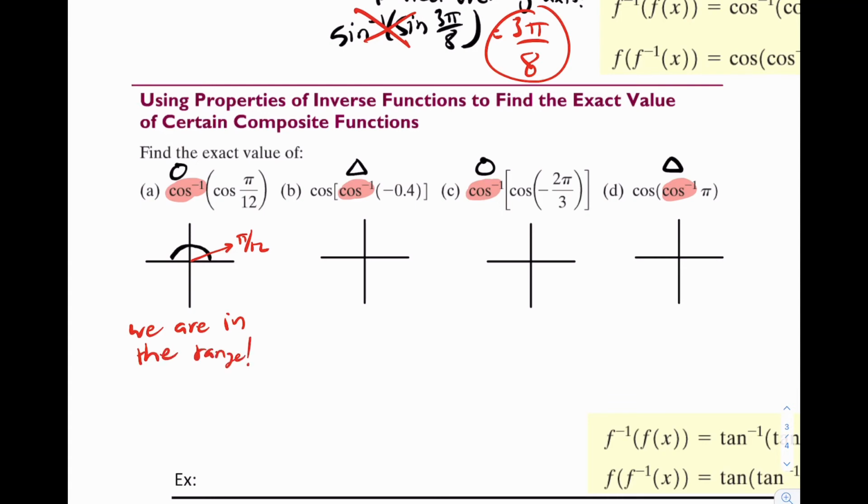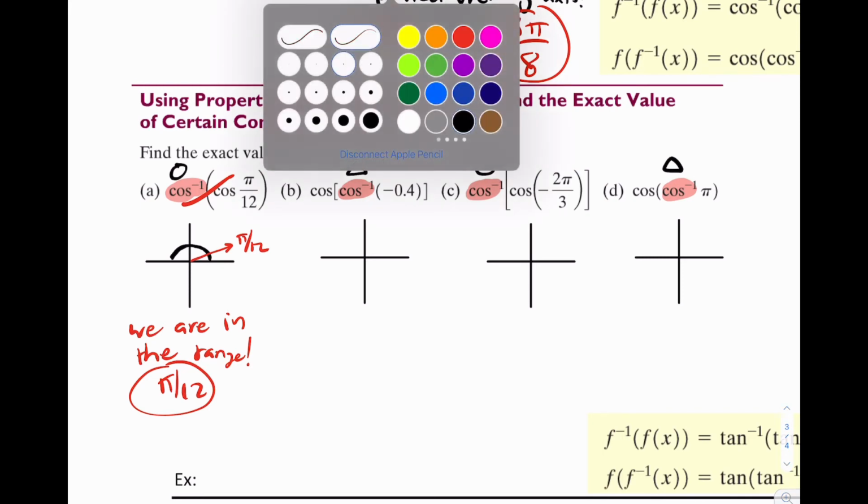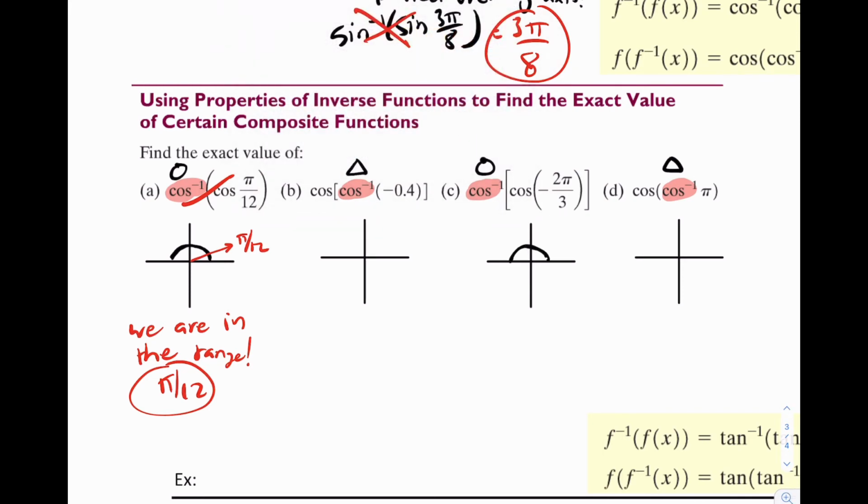And if you're in the range, you're good. Just cancel it out. Pi over 12 is the answer. So that was a great problem. Next one, let's highlight 1 and 2 here.